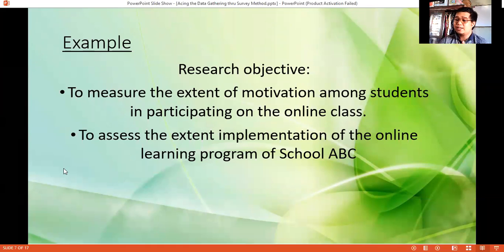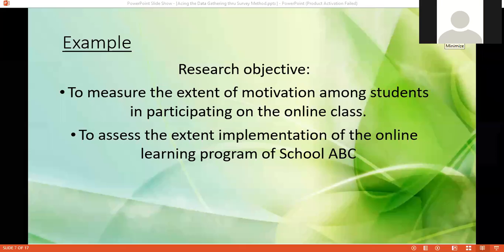Example, these are the research objectives. To measure the extent of motivation among students in participating on the online class. Sige nga, students, ano ang i-measure natin? What will we measure in the first objective? You can unmute yourself. What will we measure? Anyone? Sige, sino sasagot? Anong i-measure sa number 1? Yes, Mr. Guarin? Extent of motivation po. Okay, correct.